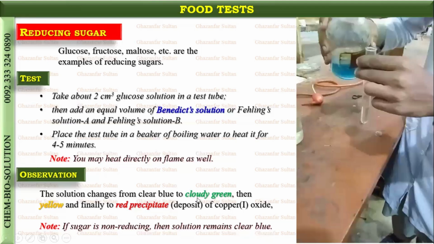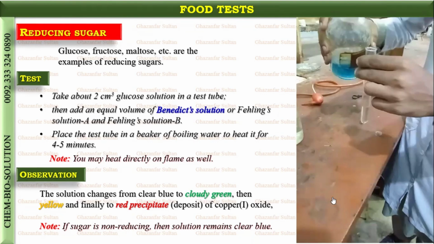Now see the video. This is the real demonstration. Here we perform this test by using the Fehling solution. This is Fehling solution A, that is 1% copper sulfate. And see, on adding this copper sulfate, nothing happens. But when another solution, Fehling solution B, the mixture of sodium hydroxide and sodium potassium tartrate, is added, it becomes dark blue in color. And after heating, you can observe the green, yellow, or red precipitate.